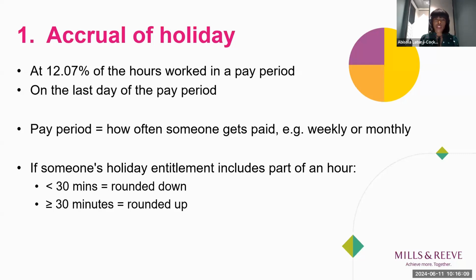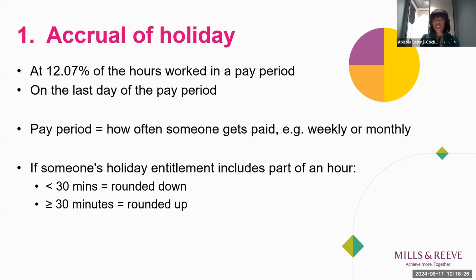And you'll also likely know that the 12.07% figure is intended to represent the 5.6 weeks entitlement that normal workers get. So of course, if you're wanting to offer atypical workers an entitlement that's greater than that, then that percentage will need to be adjusted accordingly.